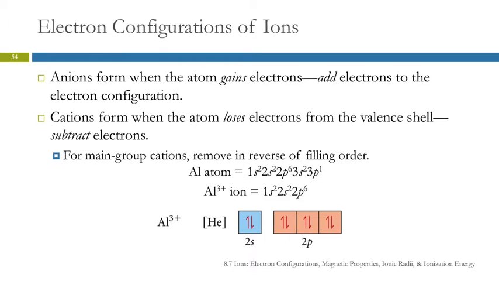For the main group elements, we just remove them in the reverse order of how we would have put them in. So for aluminum, here's the electron configuration, and it goes in this order: 1s, 2s, 2p, 3s, 3p. When we take them off in reverse order, we take this one off first, and then we take these two off, and we end up with this electron configuration. This electron configuration is the same as that for neon. That's why aluminum forms a +3 ion, because it's stable in that way. That's the main group. Main group elements are the ones that are more predictable than the transition elements.